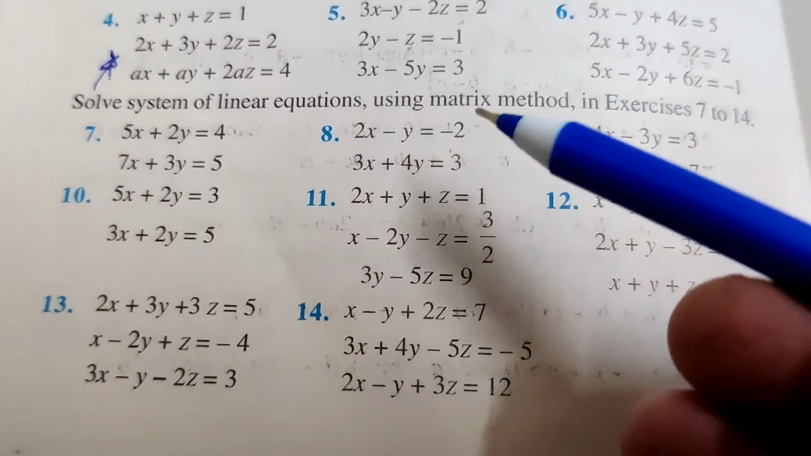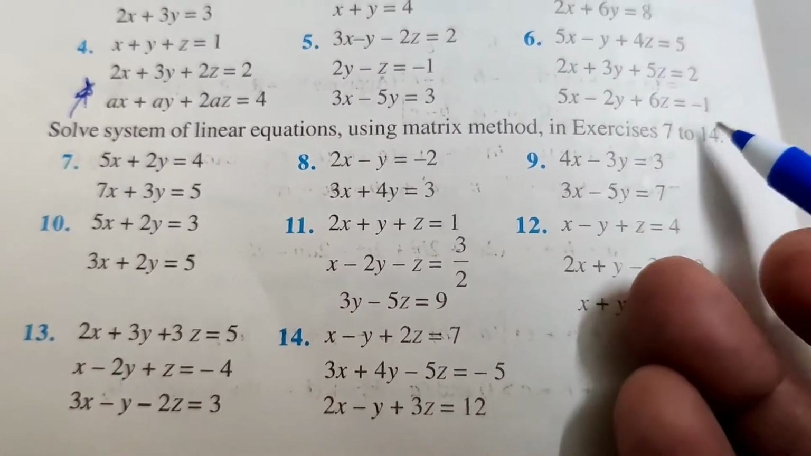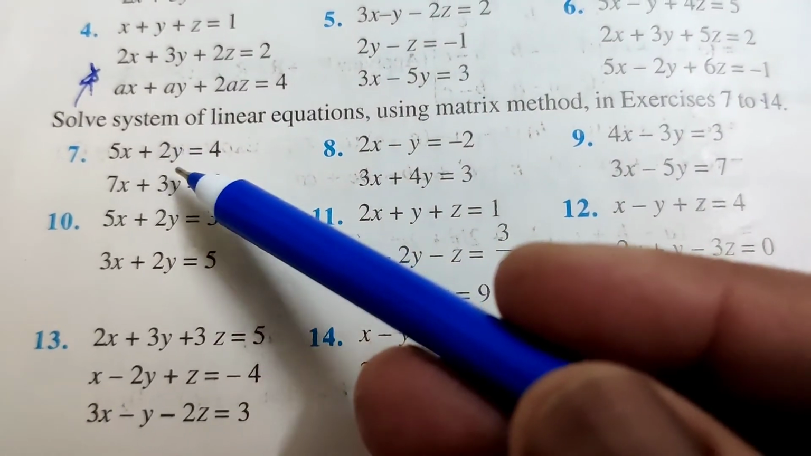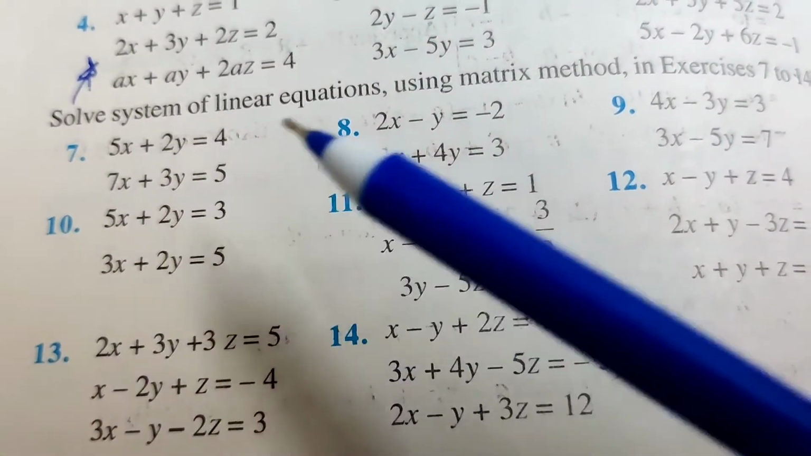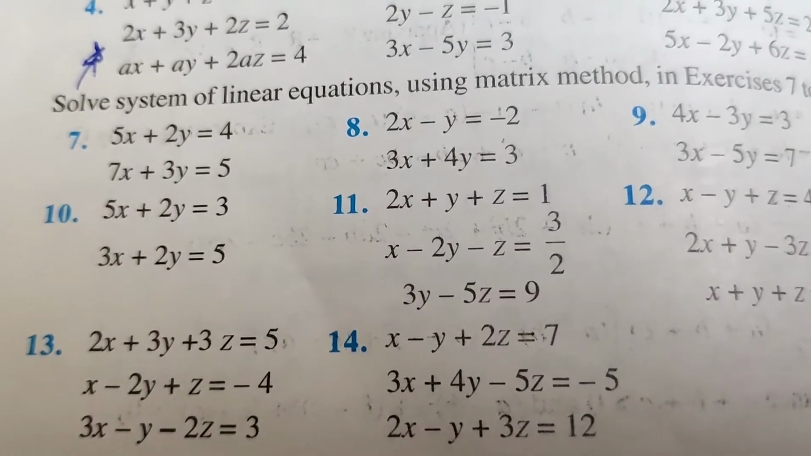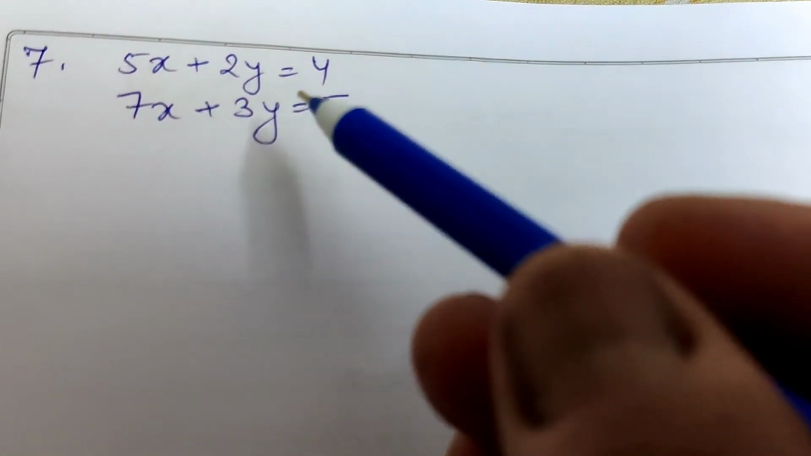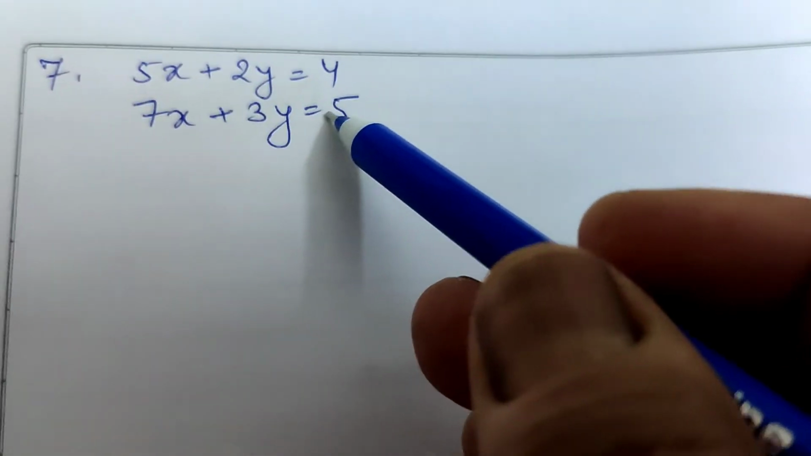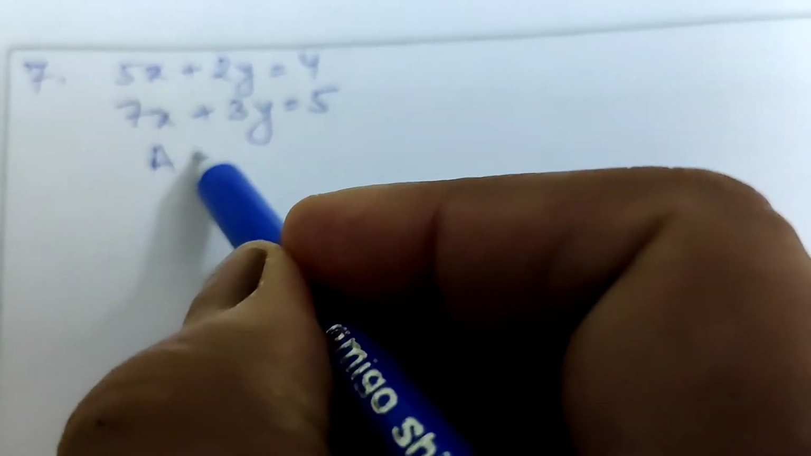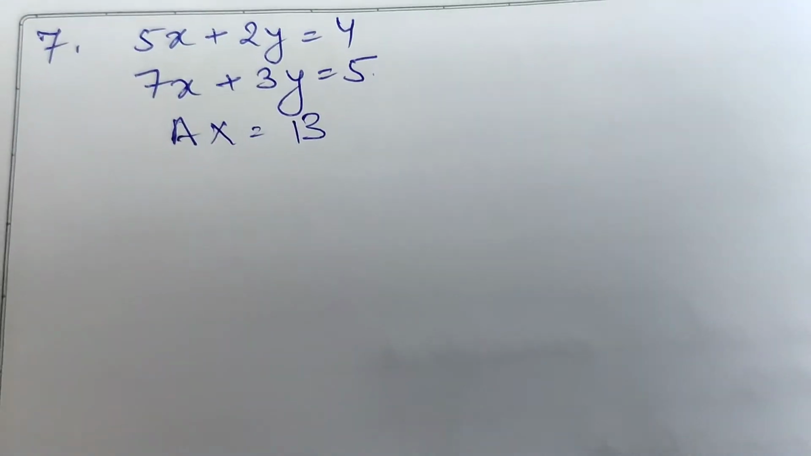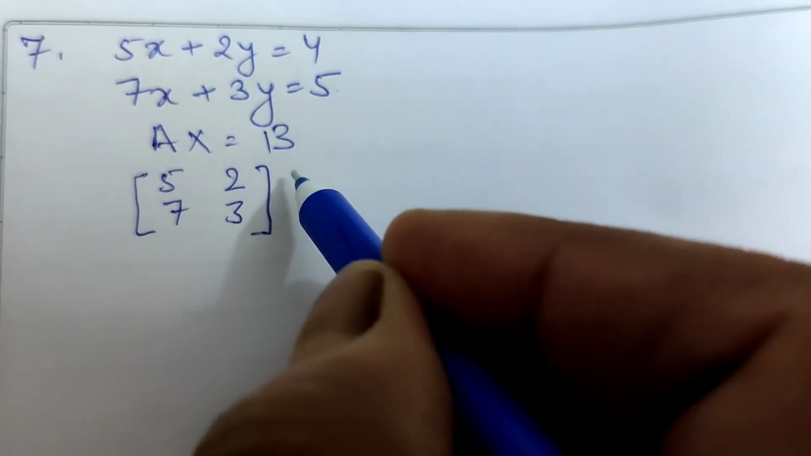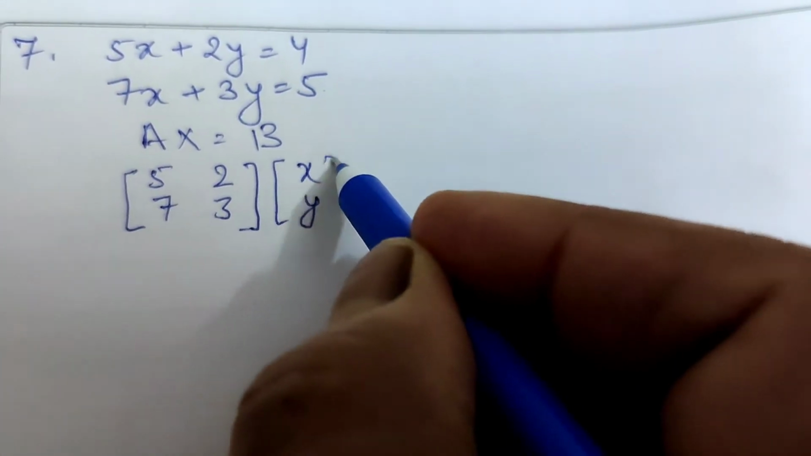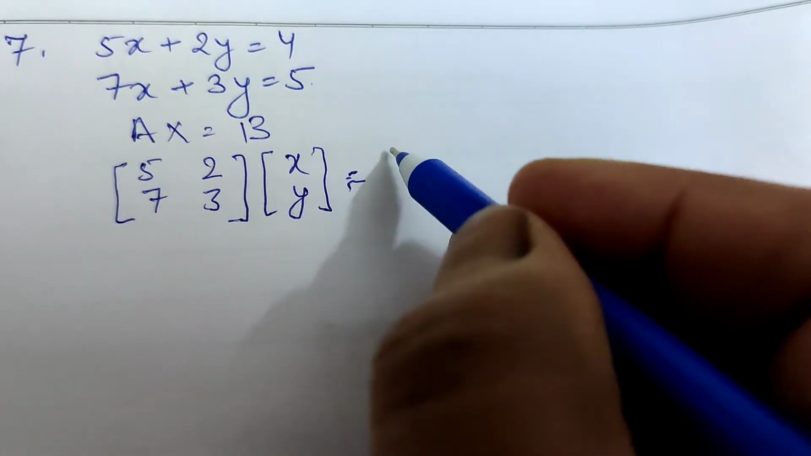Solve system of linear equations using the matrix method in exercises 7 to 40. Now I am solving question number 7. Solve by the matrix method. Find the value of x and y. Okay. The equations are 5x plus 2y equal to 4, 7x plus 3y equal to 5. Now we can write in the form of AX equal to B. Now the A matrix is 5, 7, 2, 3, and X is x, y variables, and B equal to 4, 5.